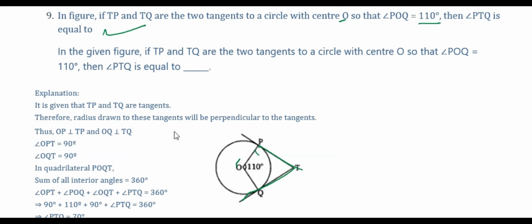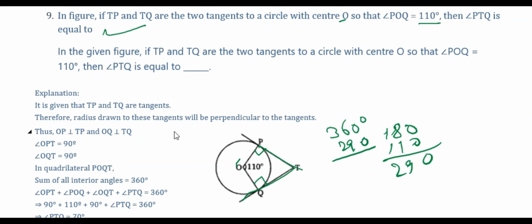You know that angle P is 90 degrees, angle Q is 90 degrees, and angle POQ is 110 degrees, because the sum of the angles of a quadrilateral equals 360 degrees. 90 plus 90 plus 110 is 290, and 290 subtracted from 360 degrees gives 70 degrees. So we will take 70 degrees.